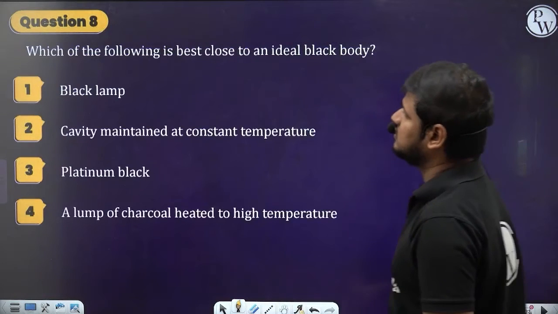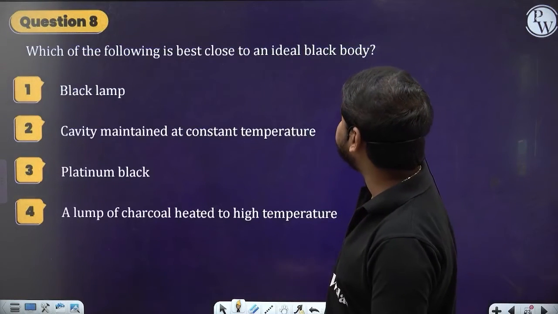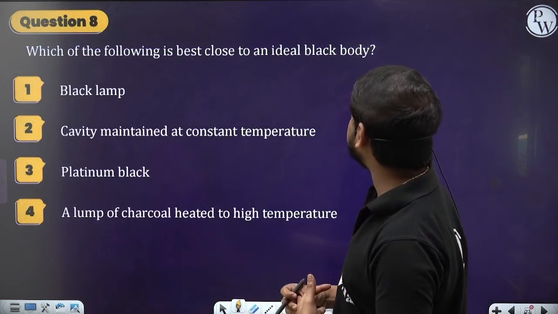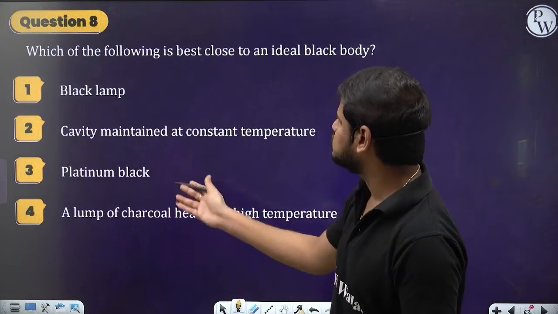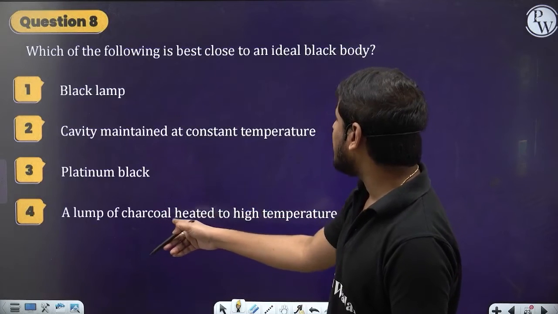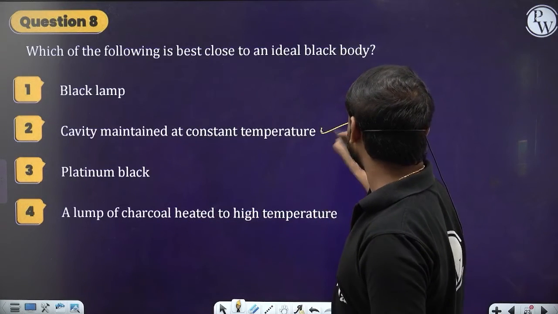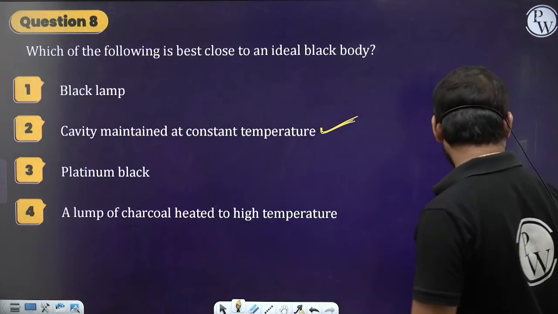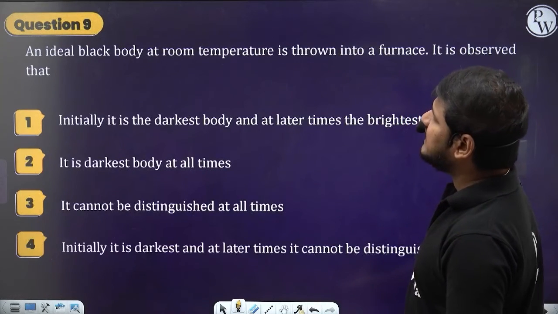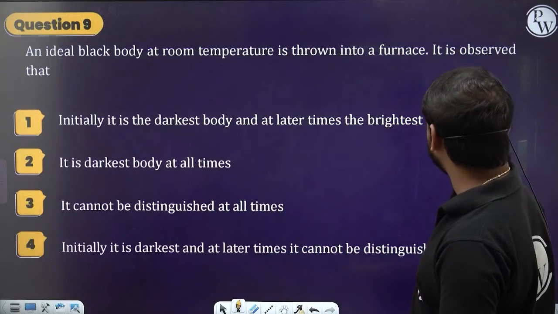Done. Chalo. So which of the following is closest to an ideal black body? Black lamp, cavity maintained at constant temperature, platinum black, a lump of charcoal heated to high temperature. So a cavity maintained at constant temperature. Yes, simple theory questions.